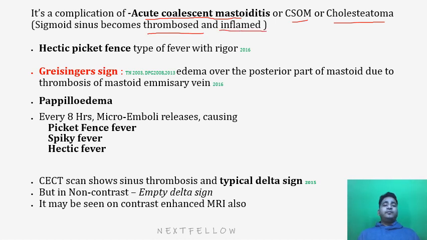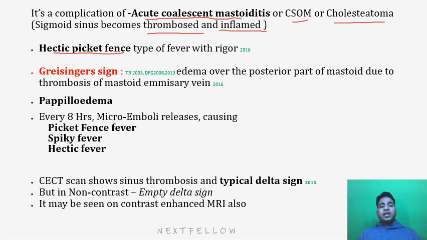What are the typical clinical features? The first one is the Pickett-Fence fever. It is generally pathognomonic of sigmoid sinus thrombophlebitis. What is particular about this fever? There will be a sudden rise in temperature, a sudden spike in the fever. The patient becomes very warm, then suddenly the temperature becomes normal after a certain duration. After some time, the patient again has fever with increased temperature and again becomes normal. So there are spikes in the fever, suddenly going up and then coming back to normal temperature. It's not a continuous fever.